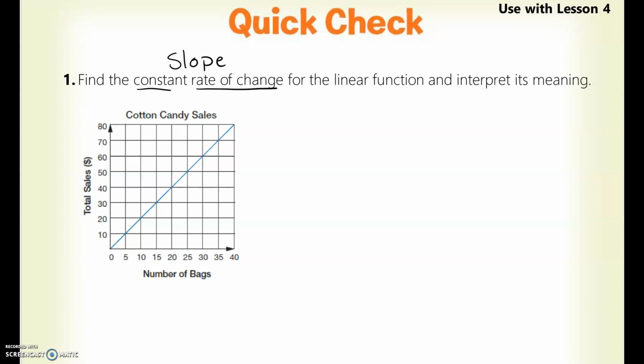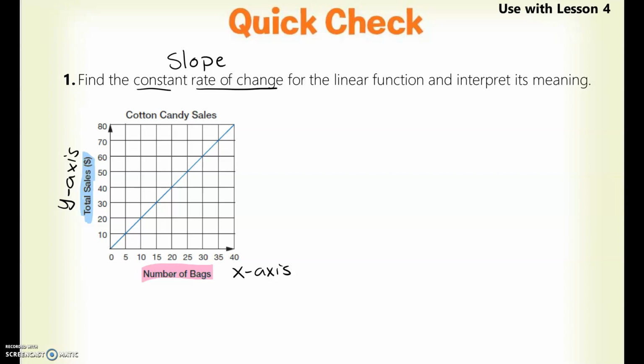So first we have to look at our graph. We see our x-axis is labeled number of bags, and our y-axis is labeled total sales, so like the amount of money sold. You can see they're labeled differently, so that's super important. So let's first try and find our rate of change.